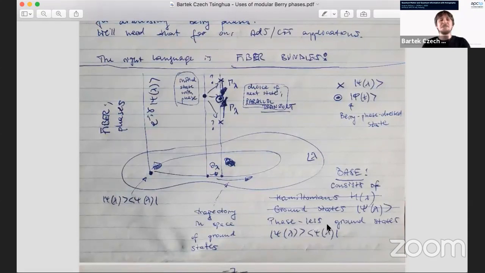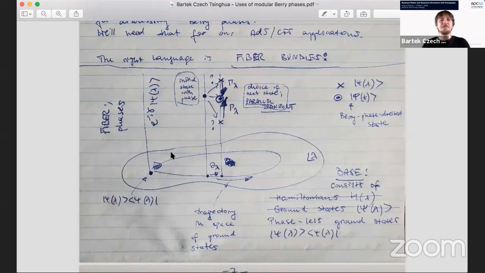Another way to say it, which is maybe easier, is that this is the space of projectors onto the ground state. You see this object, phi ket, phi bra, projects onto the ground state, and this object doesn't care about phases, because phi ket and phi bra have opposite phases, so they cancel out. So maybe the best way of thinking about what the base consists of is that it consists of all the different projectors onto ground states.